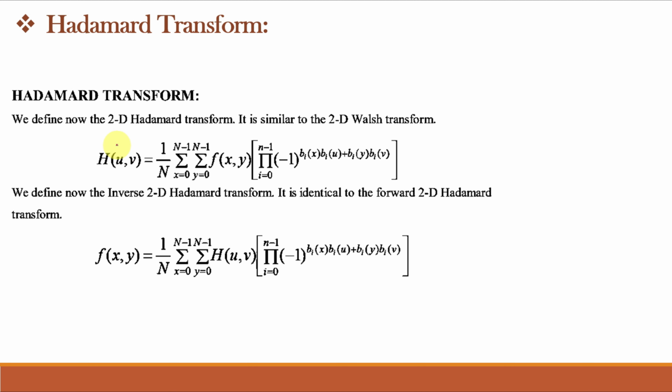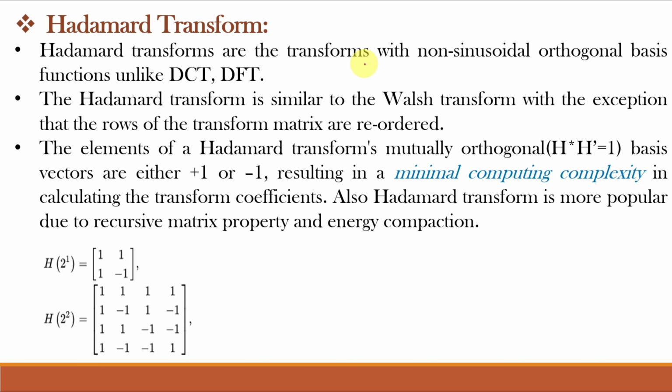Mathematically, the Hadamard transform can be given by these equations, and rather than going into the mathematical complexities, let us understand in simple terms. Hadamard transforms are transforms with non-sinusoidal orthogonal basis functions, unlike DCT and DFT. So it has got square basis functions, due to which digital implementation and getting the advantages of digitization is possible. The Hadamard transform is similar to the Walsh transform, which we will just understand, with the exception that the rows of transform matrix are reordered.